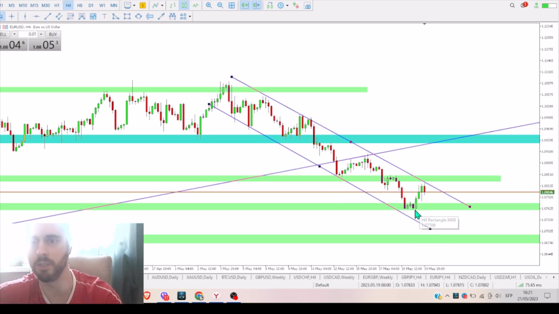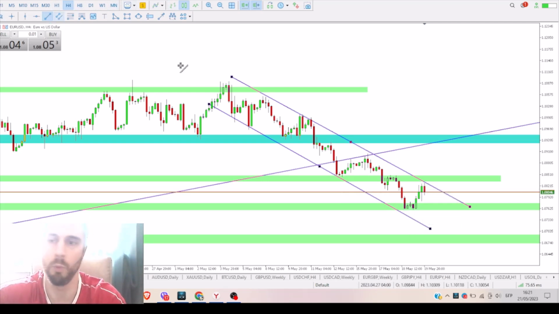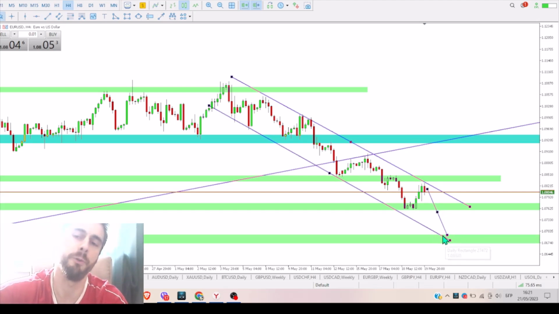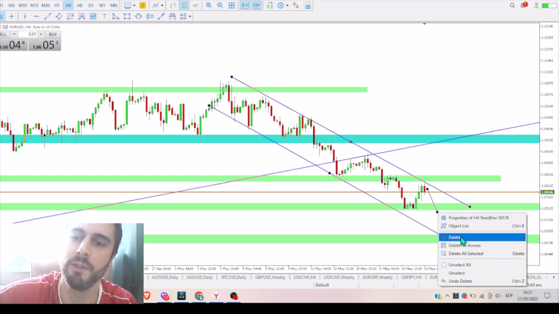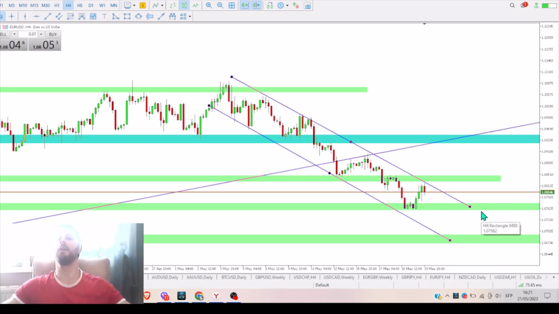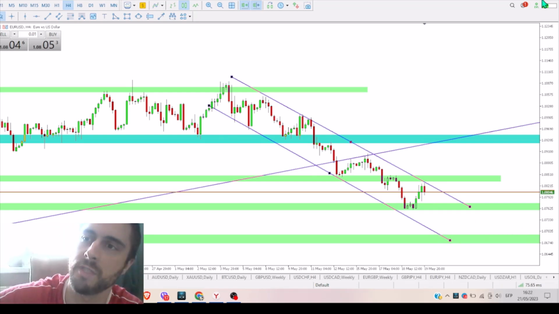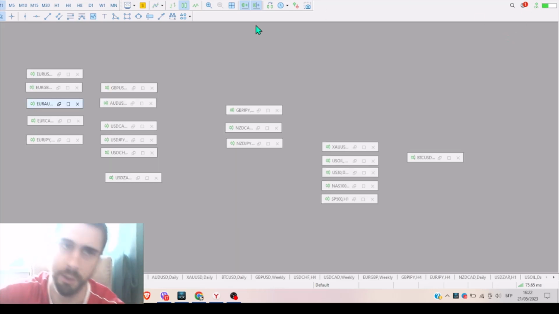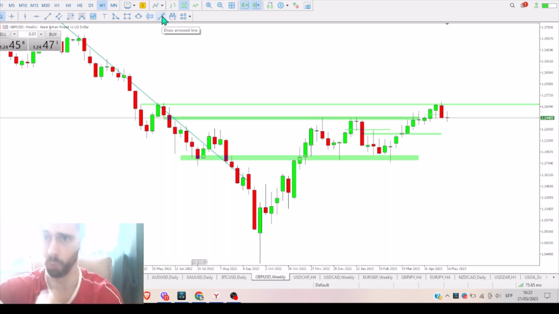So what if this is just a pullback and we can expect another continuation to the downside all the way down to the bottom side of the channel? That is what usually price is doing, and this is what I expect for the upcoming week. Now let's move to some other chart guys and see what else interesting do we have.